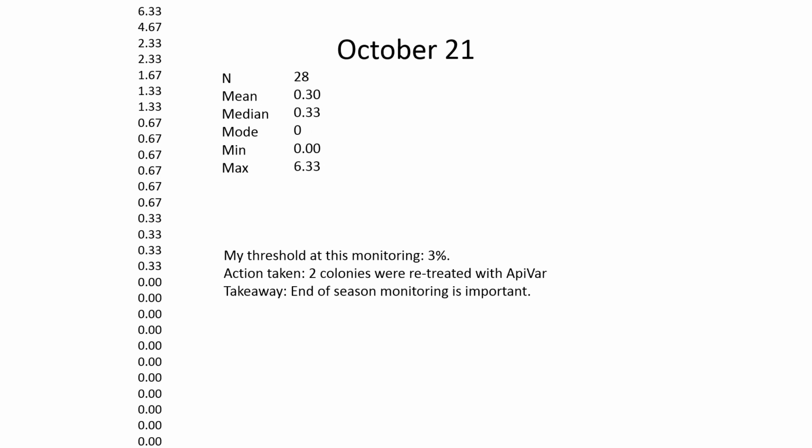This is my end of season monitoring. Put things to bed for the winter. Everybody's fed up. I mean, they have feed on them. They're all heavy. I got good bee populations, so I wanted to double check and make sure my mites were still in control. I monitored 28 colonies.